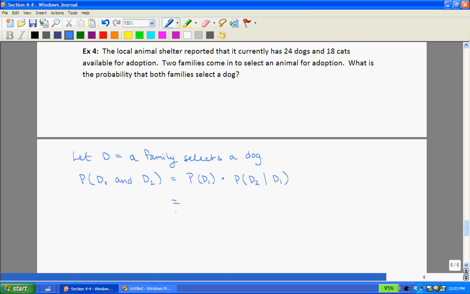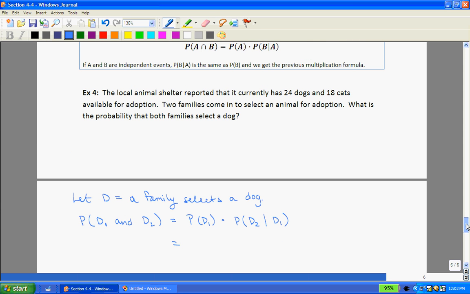Okay, well, what is the probability that the first family selects a dog? Well, first we have to know how many possible choices there are. There are 24 dogs and 18 cats, so that's a total of 42 animals to choose from. And if the first family is interested in a dog, the probability of selecting one is 24 out of 42. Now remember, for the second family, we're going to assume that the first family selected a dog and took it home. So for the second family, now how many animals do they have to choose from? Only 41.